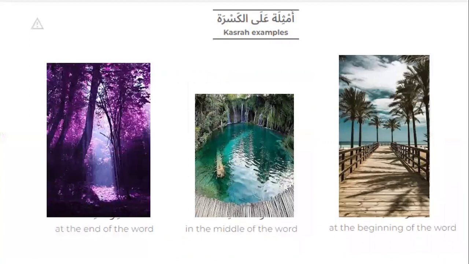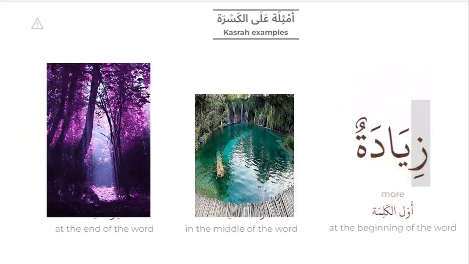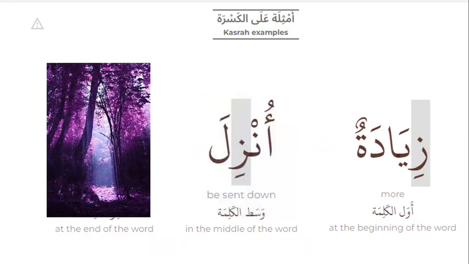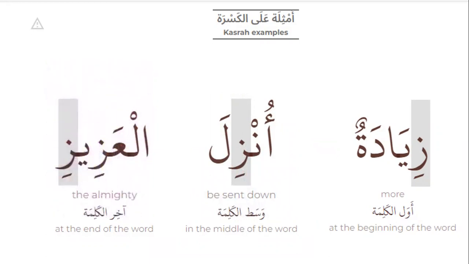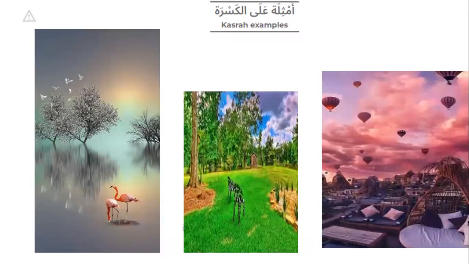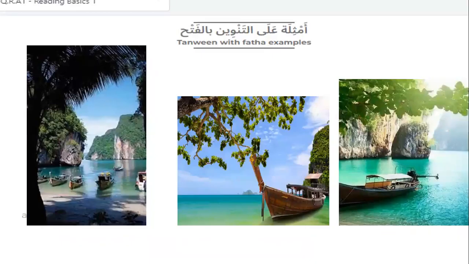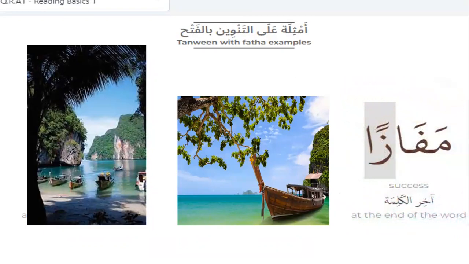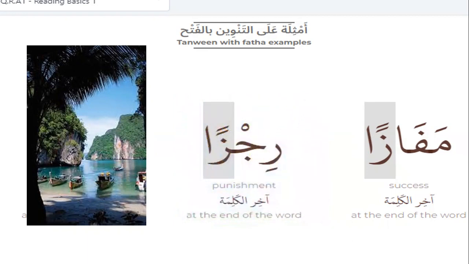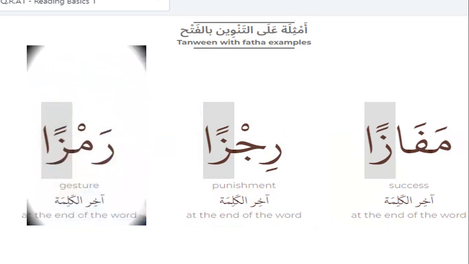Al-azizu. Example, Zai with kasra. Can you read? Please repeat, ziyadatun. Try to read. Unzila. Al-Azizi. Kasra examples: ziyadatun, unzila, al-azizi. Yes, we did this. Tanween with fatha. Can you read? Mafazan. Yes. Rijizan. Good. Can you read? Ramzan.